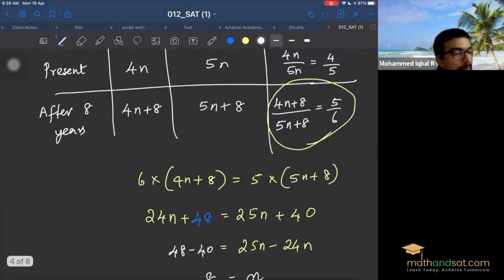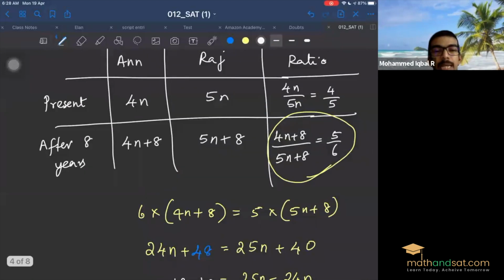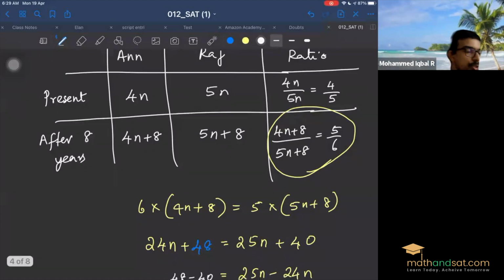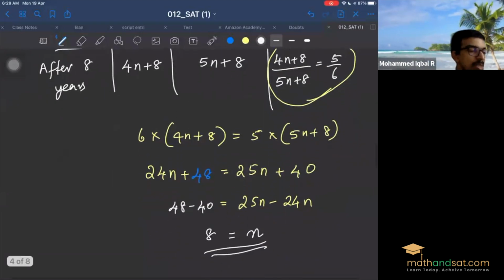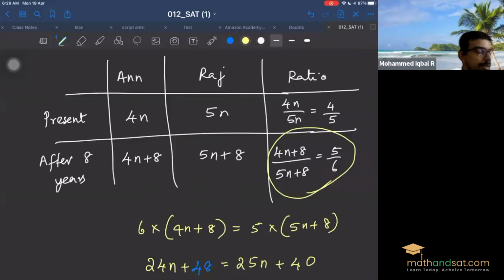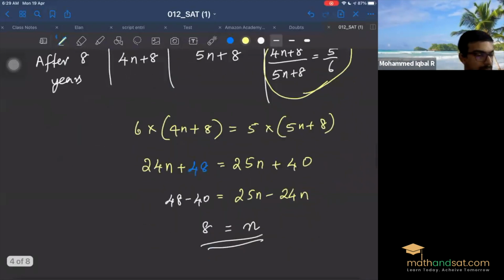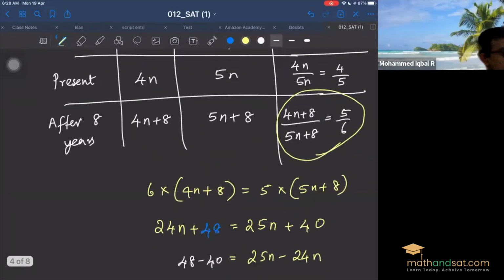Remember, we have chosen the ages as 4 times n and 5 times n. The n value is nothing but the multiple. So to get the actual ages, you have to substitute the value of n. Now, since n is 8, you can find out the values. So this becomes 32. This becomes 40. After 8 years, this guy will be 40 and this guy will be 48.